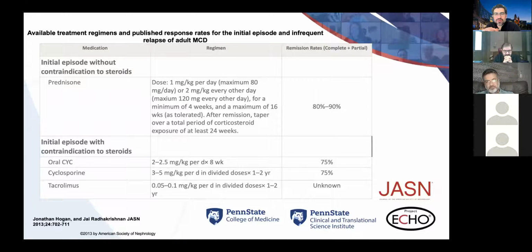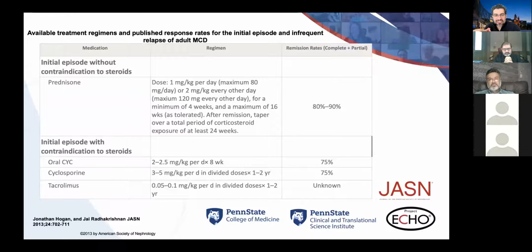So I think this is really the remission rate with different types of therapies. When you have an initial episode without any contraindication to steroids, the remission rate, whether complete or partial, is 80 to 90%. And if you have an initial episode with contraindication to steroids, then the remission rate with oral cyclophosphamide was like 75%. This was given for 8 weeks.